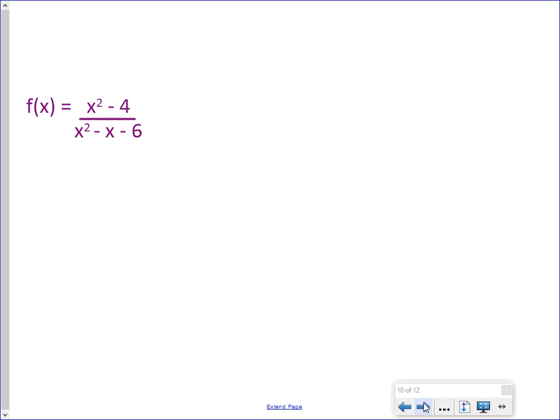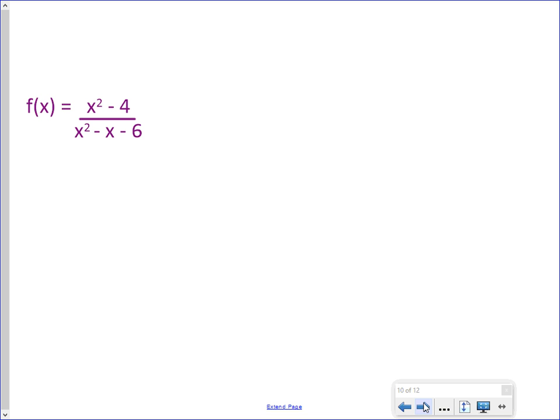It'll give you a rational function and then read the directions. It'll probably tell you like find the domain, find the vertical asymptote, find the intercept. It'll give you some directions. But these are kind of like my expectations, what I would expect you to do on a quiz or a test.